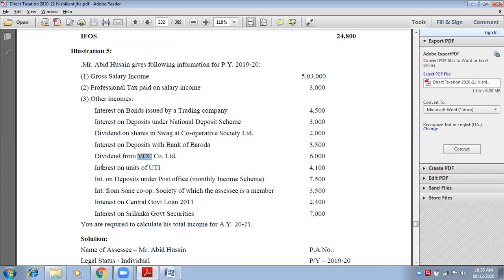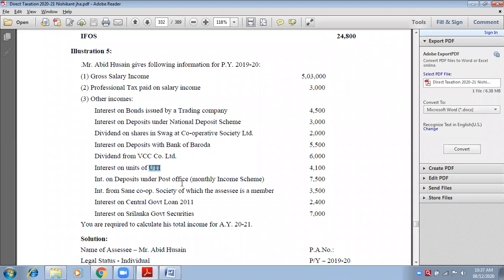Okay, next point. Interest on units of UTI. UTI is Unit Trust of India. It is fully exempted. Very good. Anything you get out of Unit Trust of India, dividend or interest, is exempted. Why? Because Unit Trust of India is a government company, no? So it is completely exempted. 4100, for this we will write a note.